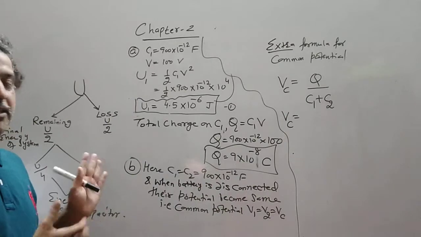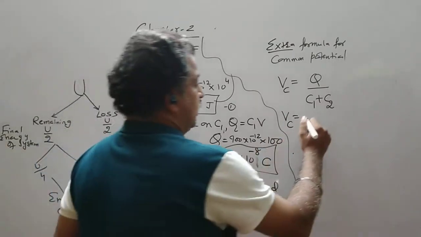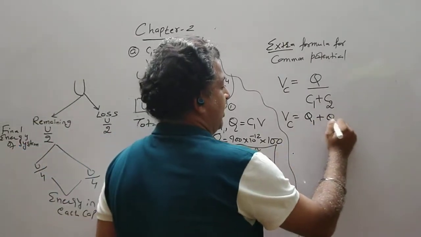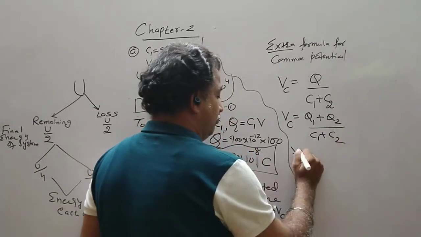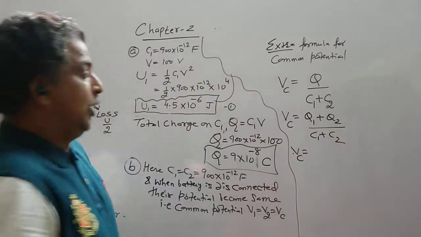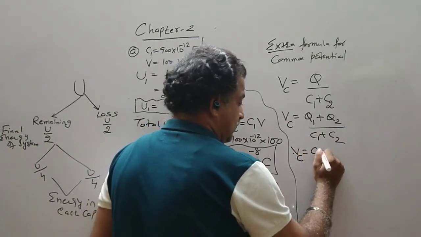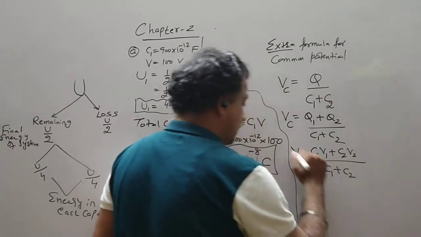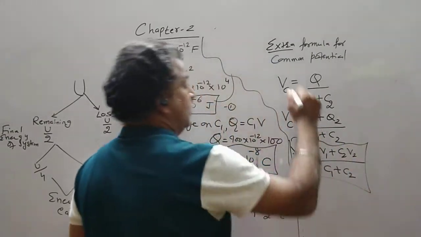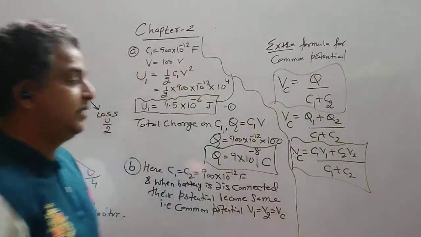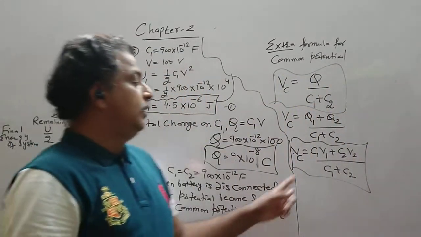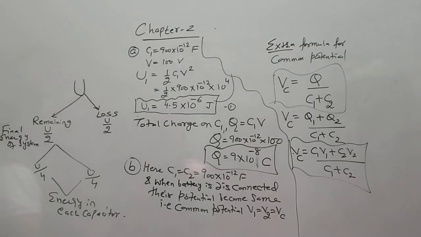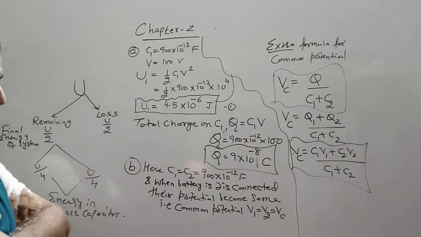If C is the same, then the charge will be equally divided. Now suppose the charge on the first is Q1 after disconnection. So this can be written as Q1 plus Q2 upon C1 plus C2. So Vc is equal to, now Q1 can be written as C1 V1 plus C2 V2 upon C1 plus C2. So one formula is total charge divided by total capacitance, and the other formula can be C1 V1 plus C2 V2 upon C1 plus C2. So this is the formula for the common potential.